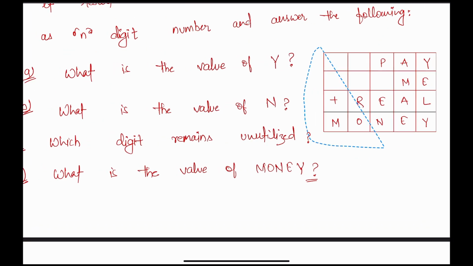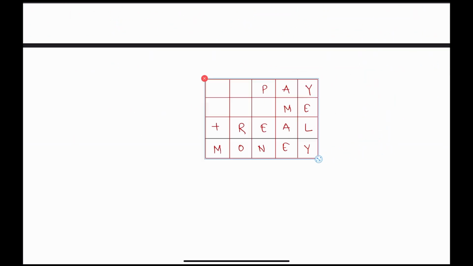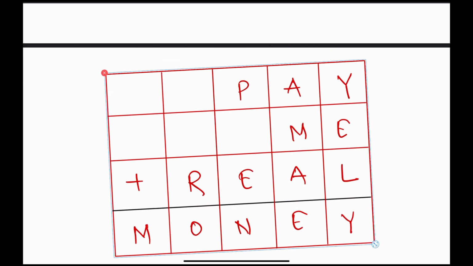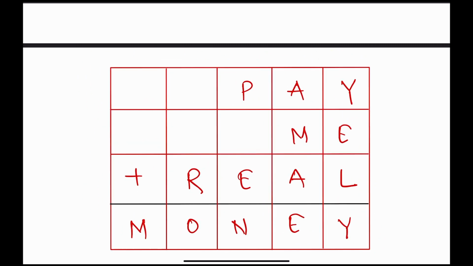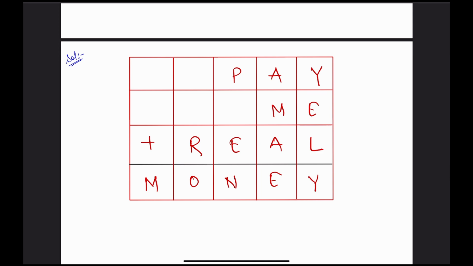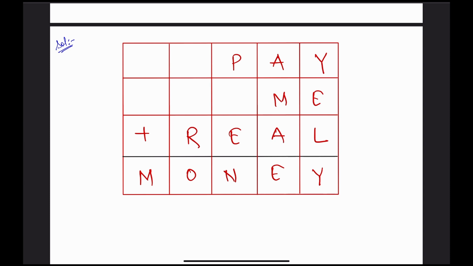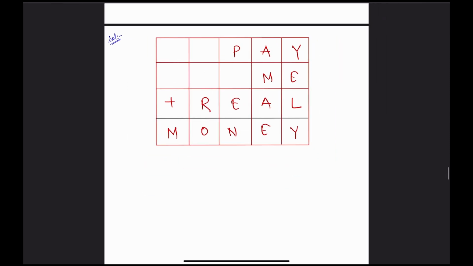So the easiest thing first of all is to bring this question, copy and paste it. While pasting, let's increase its size and try to solve. First thing, if I want MONEY to be maximum, a 5-digit value can be at maximum 99999. So all these places could possibly be 9.